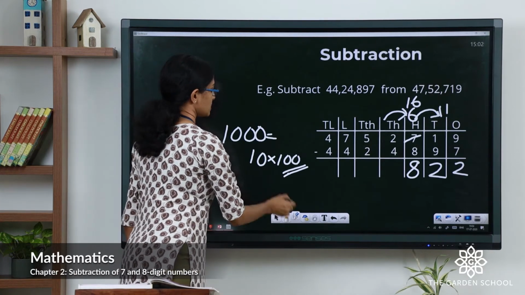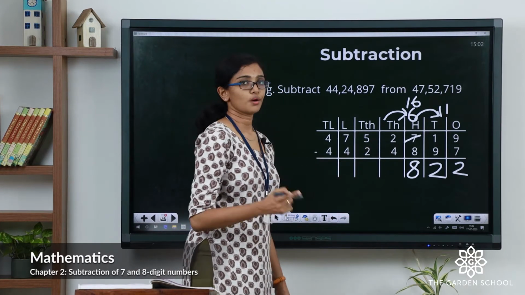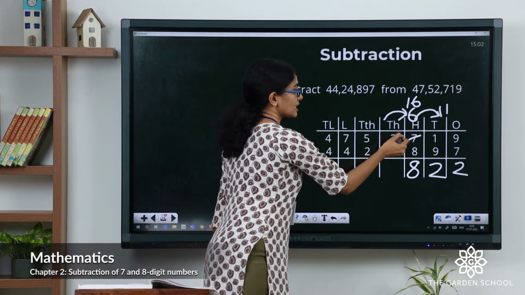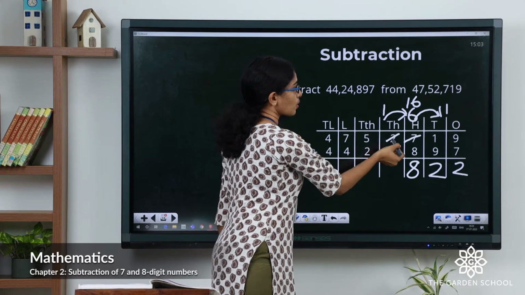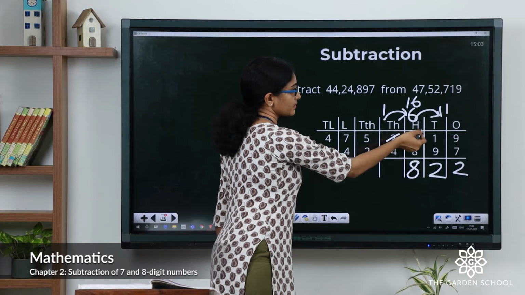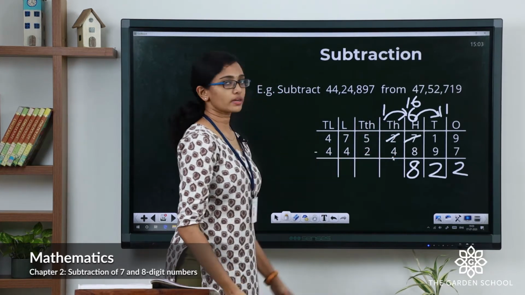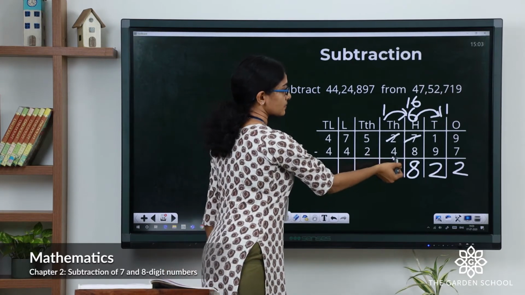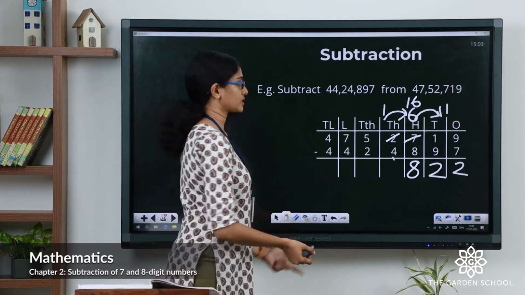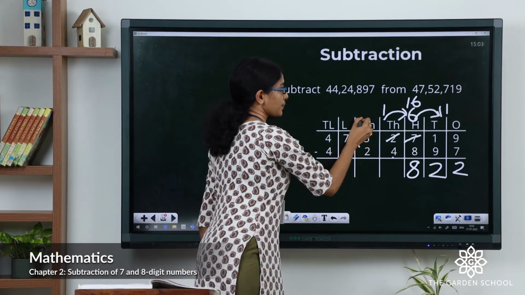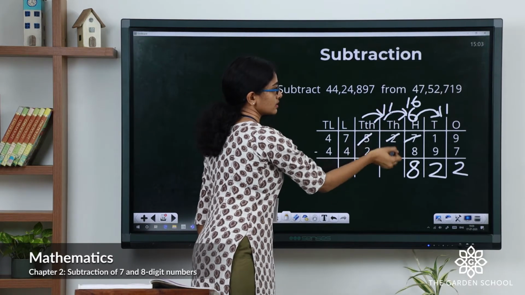Now, let's move on to the next higher place. Since we borrowed 1000 from the thousands place, this 2000 became 1000. In the thousands place, since we borrowed 1000 from here and gave it to the hundreds place, here it is 1000 and here 4 in the subtrahend. We cannot take away this 4 from 1. So again, we are borrowing 1 from the next higher place. So let's borrow 1 from here. So here it became 11 thousands.